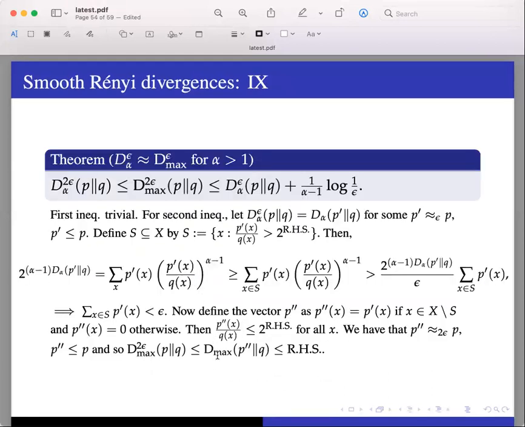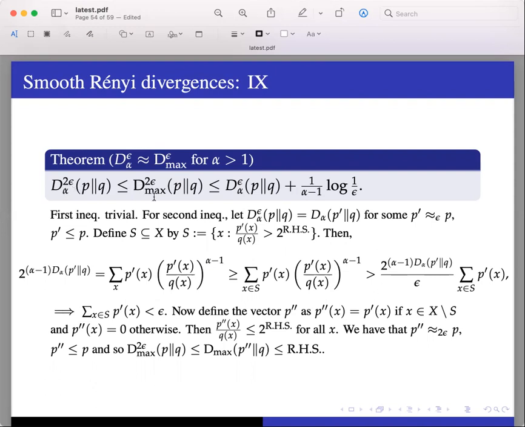Okay, let's go to the next topic. So this is in relation to the question that Ishan asked. Why in the smoothing definition is something minimum, something maximum? Remember the minimum was for smoothing the Renyi divergence d alpha for alpha bigger than 1. And I remarked earlier that for alpha bigger than 1, d alpha behaves sort of like d max. So here is the formal proof of that. The informal claim is for alpha bigger than 1, d epsilon alpha is approximately d epsilon max.